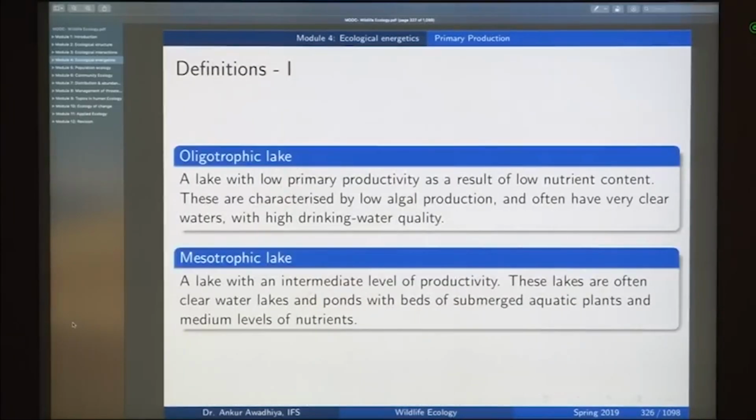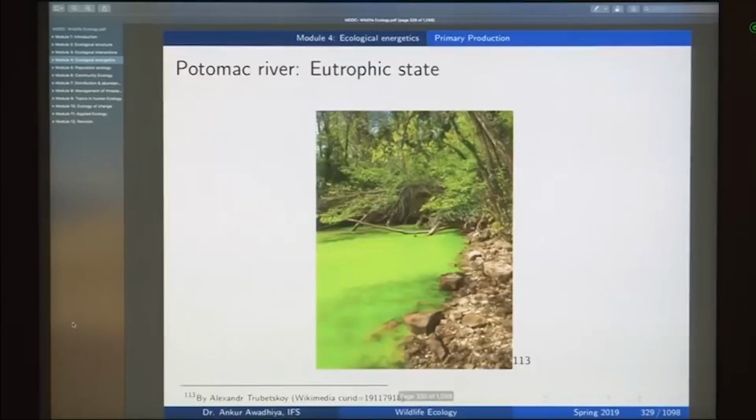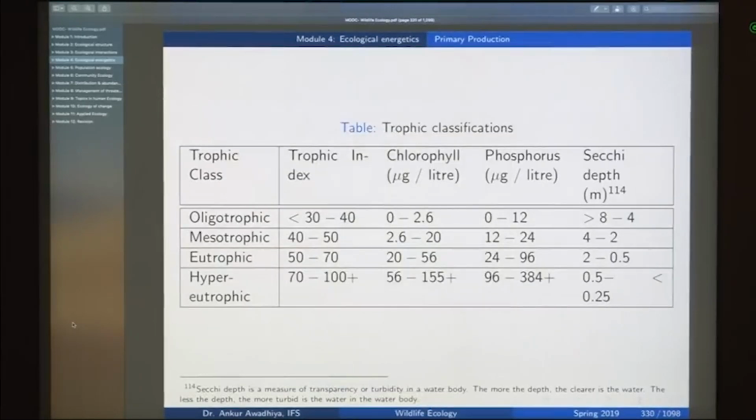Next, we defined oligotrophic lakes, mesotrophic lakes, and eutrophic lakes. So, oligotrophic lake is that has low nutrient content, mesotrophic lake has an intermediate level of productivity, intermediate amount of nutrients, and eutrophic lake that has a high amount of productivity, high amount of nutrients, and hypereutrophic lake that has even more. Then we looked at different characteristics, especially the Secchi depth. So, Secchi depth is a measure of the amount of turbidity that is there in water, and if you have a hypereutrophic lake, the turbidity will be so high that the Secchi depth will be very less.